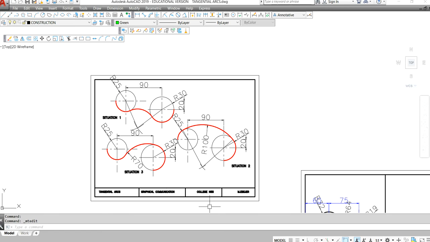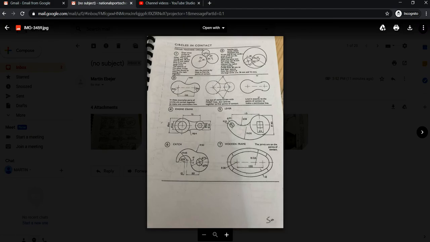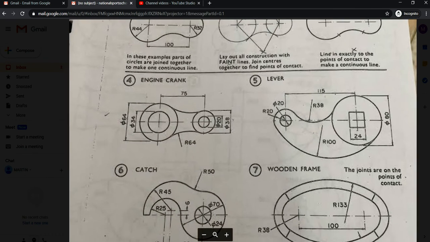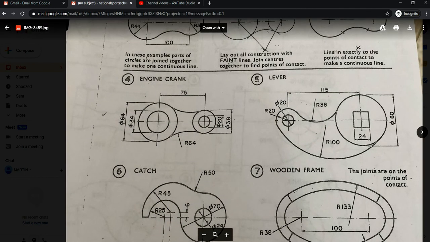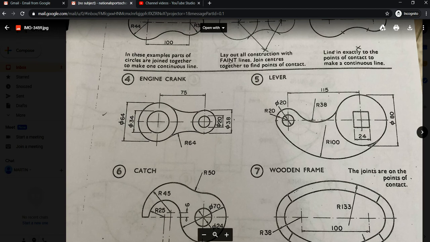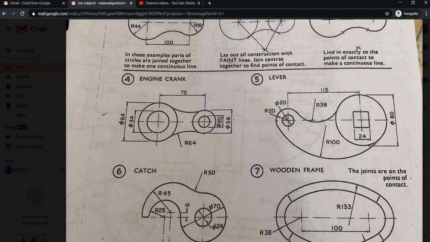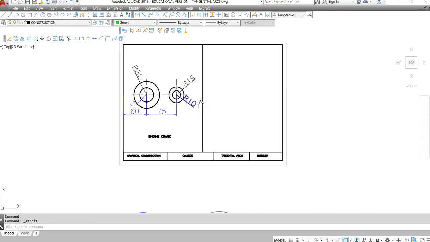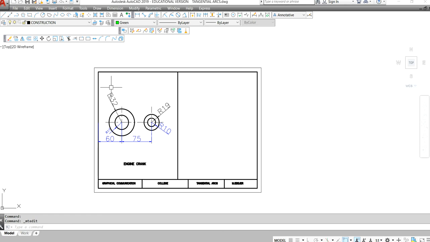So I'm going to show you a copy of the handout, which is this one over here. Handout 50. We're going to do exercise 4, which is an engine crank. I'm going to remove the handout so you can follow the handout and see me working. So basically the first thing we know to do is do a border. There's no need to do a title block, although here I have a title block.